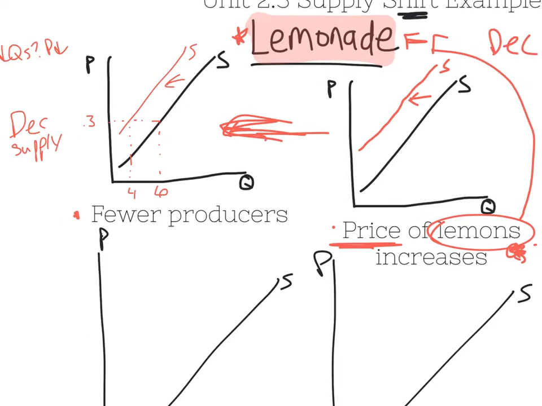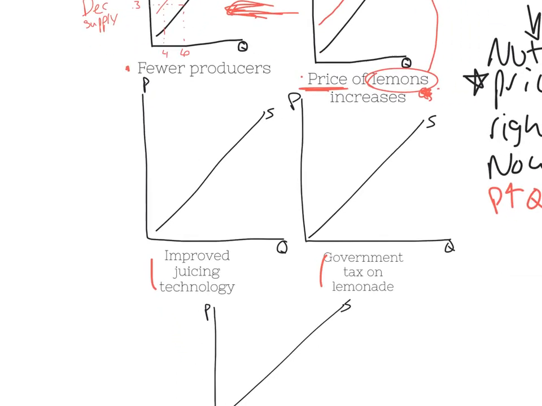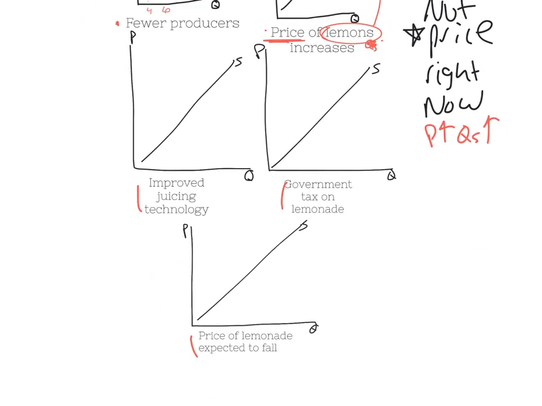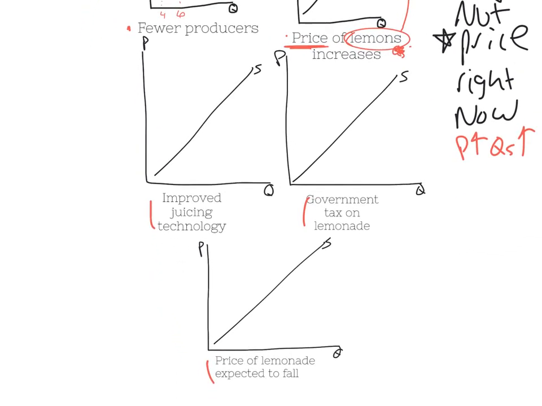So what I'm going to do is zoom out a little bit, and I would like you to try, and you should pause this video as well. I want you to try and do these last 3. See if you can get these last 3 correct. Improved juicing technology, government tax on lemonade, and the price of lemonade is expected to decrease. So why don't you go ahead and pause and see if you can get those correct.